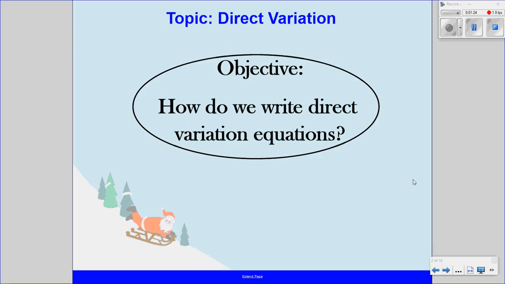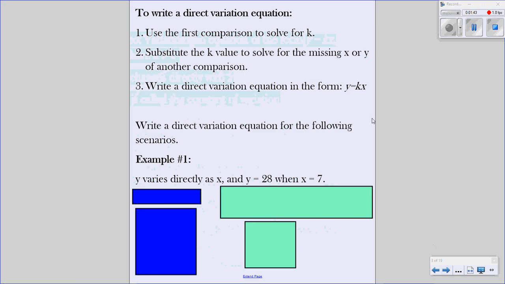All right. So today's topic is direct variation. We learned how to graph direct variation equations. Now we're going to learn how to write direct variation equations. So the objective is, how do we write direct variation equations? To write a direct variation equation, you use the first comparison to solve for k. We're going to do this with examples.